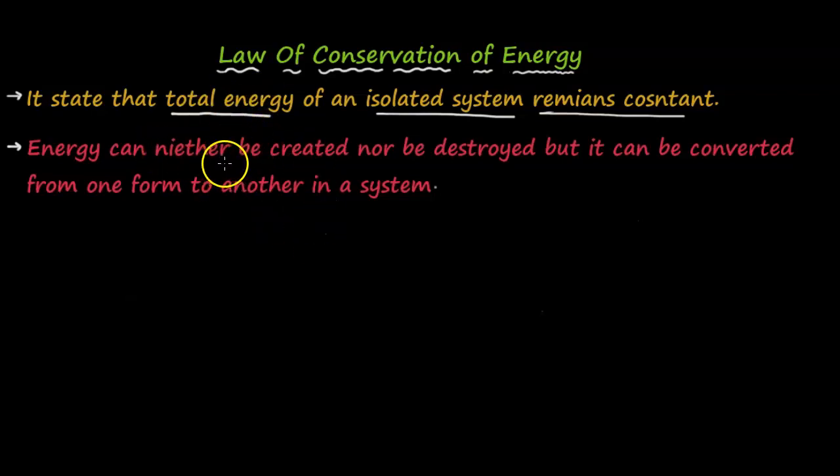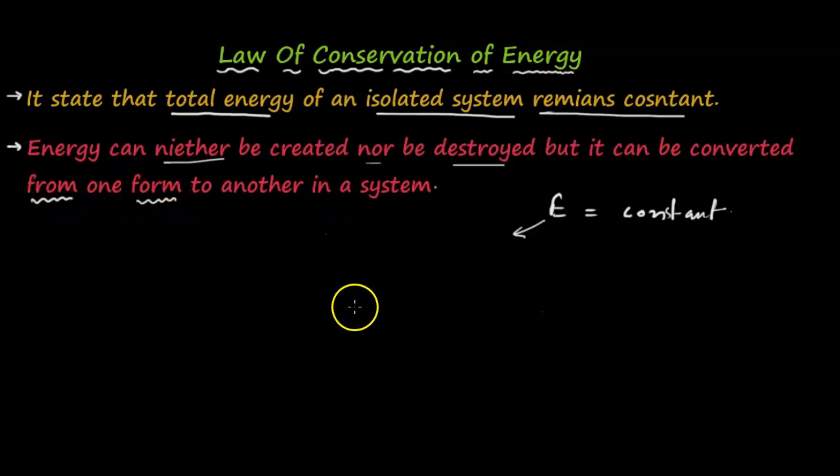Let's see another definition. It says that energy can neither be created nor be destroyed, but it can be converted from one form to another in a system. That means the total energy will remain constant. It's not going to change. But it also says that one form of energy can be changed into another form of energy. Let's take an example.